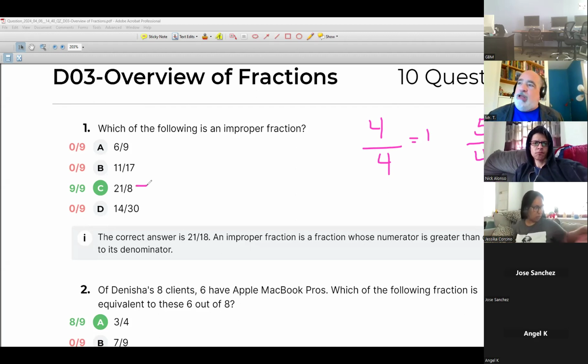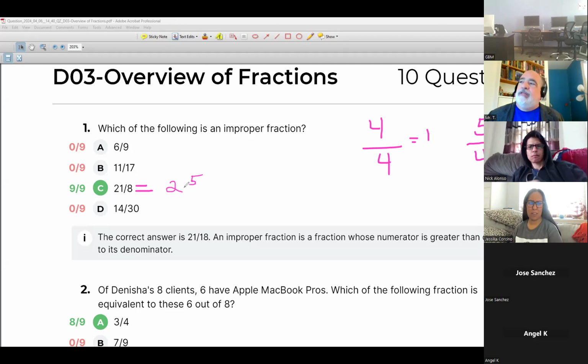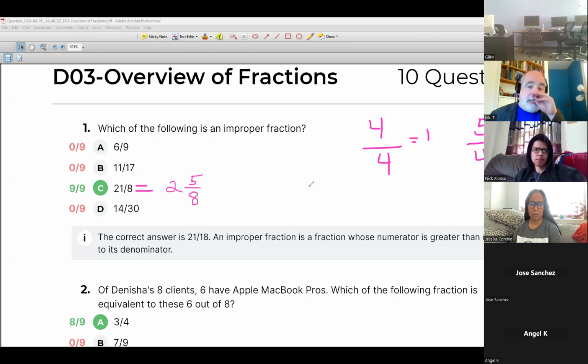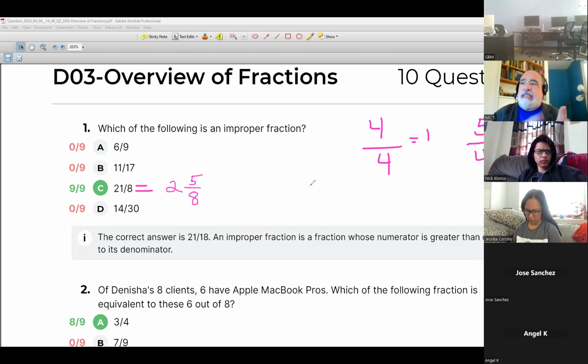How about we take 21/8 and convert it to a mixed number? Anyone want to try that? 8, 16, 2. Good. 16, 17, 18, 19, 20, 21. 5/8. Excellent. So 8 goes into 16 twice. 8, 16, 24. It doesn't go 3 times. 8, 16, and then you have 5 left over. So that would be 2 5/8. Great. Fantastic. Everyone who tried it got that one right.